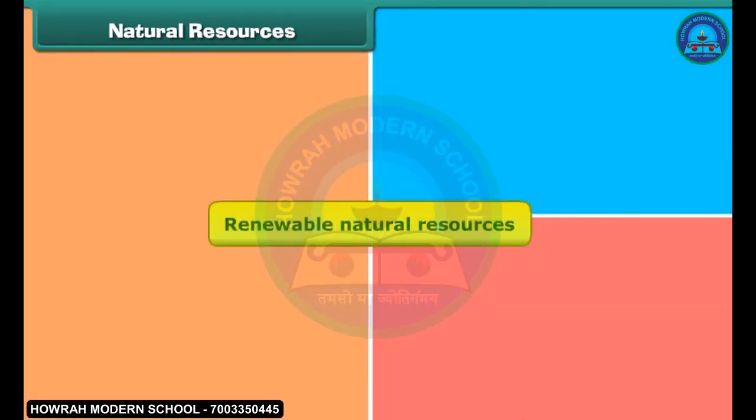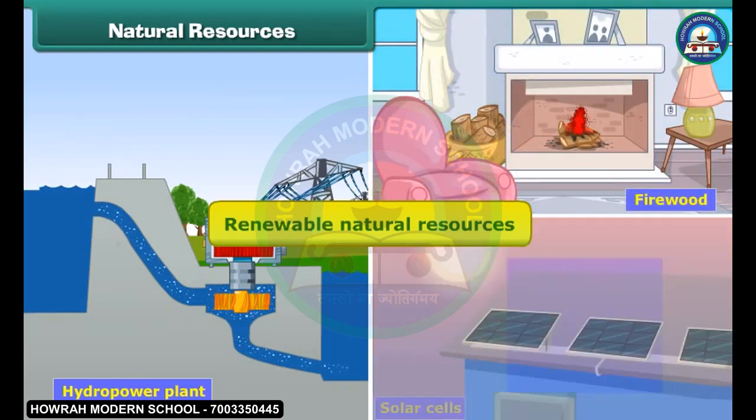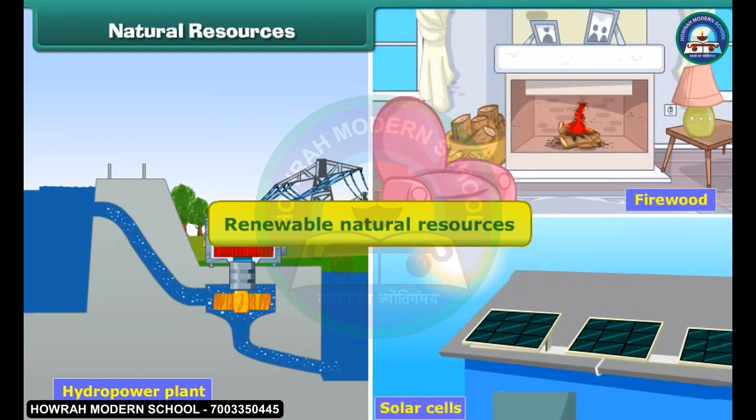Renewable natural resources are those resources that are not exhausted by human use. They are reformed and are available for continuous human use. For example, sunlight, water, trees, etc. are renewable natural resources.